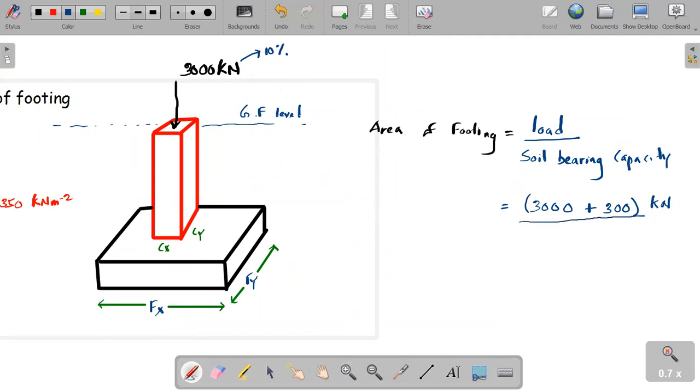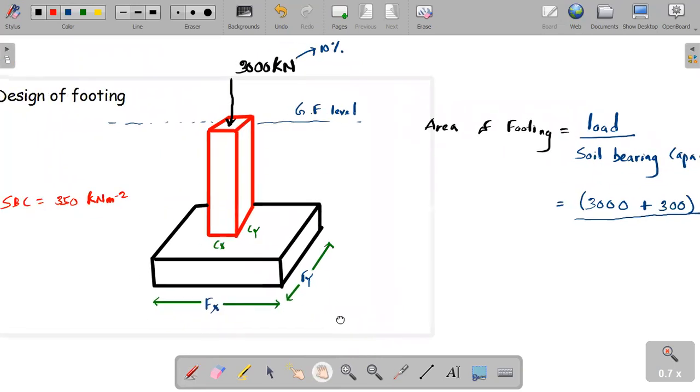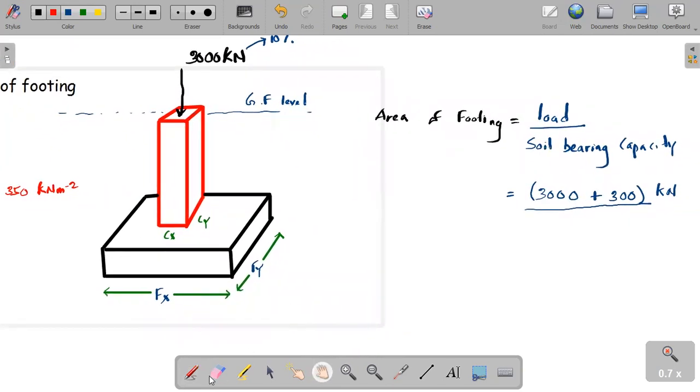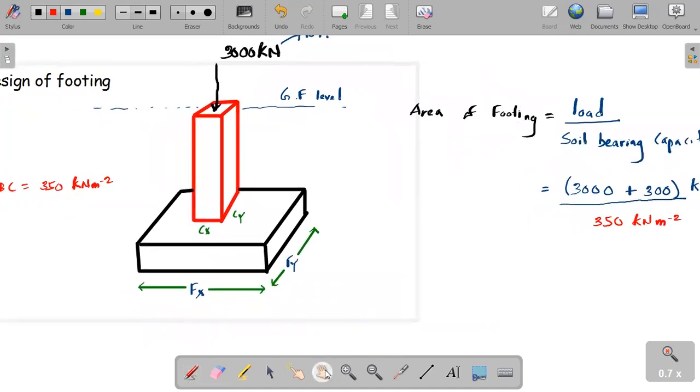Over the soil bearing capacity. I told you we should find it, but as an example we have 350 kilonewton per square meter. But there is something you should consider.